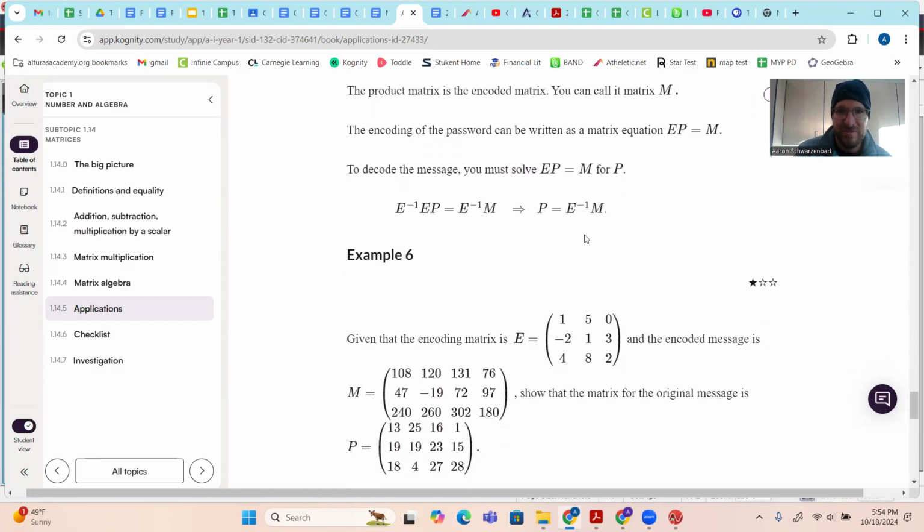So E inverse. I'm going to write down E. I'm going to write down M. And we'll check that we get the results. Just need to write it on a separate sheet of paper here so that I can compare. Enter them into the calculator.